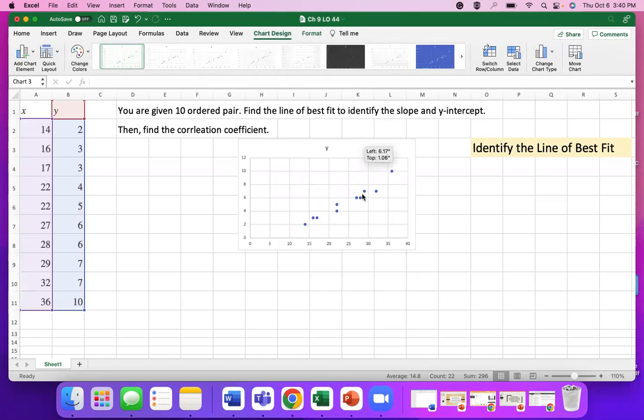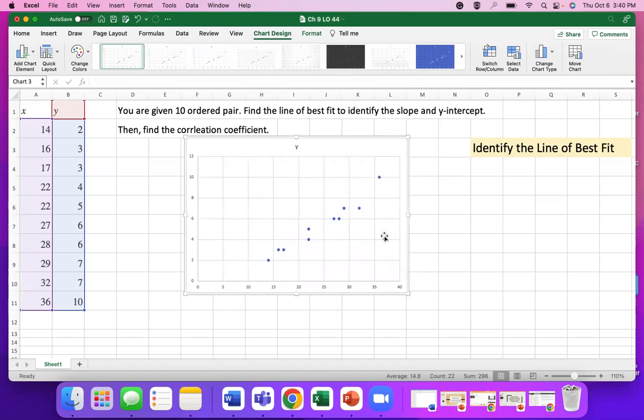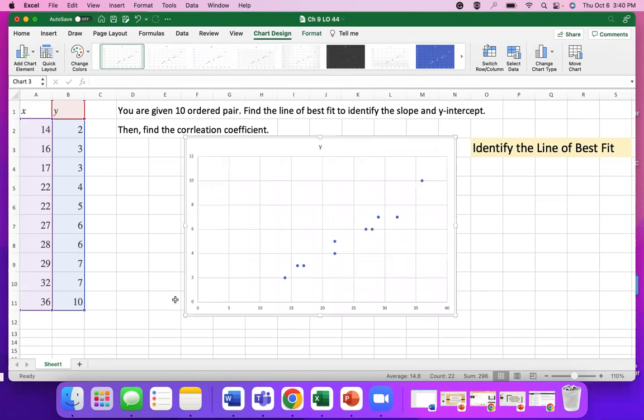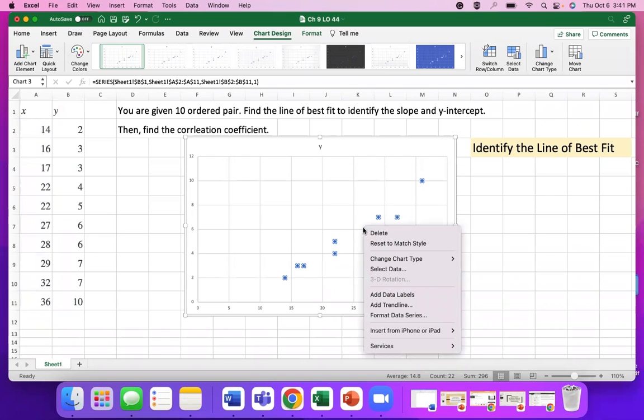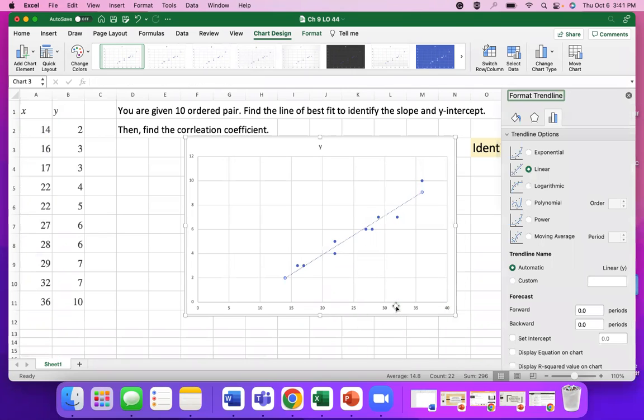So you can see I have my X values, make it a little bigger here so we can see it. I've got my X values along the bottom and my Y values on the vertical axis here. Now, if I click on one of these points, they all highlight, and now I'm going to right click. Okay, so I have some options here, and you can see add trend line. So that's what I'm going to do. Boom, there's my line of best fit. I found it.